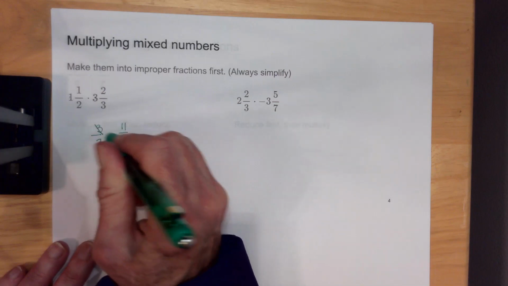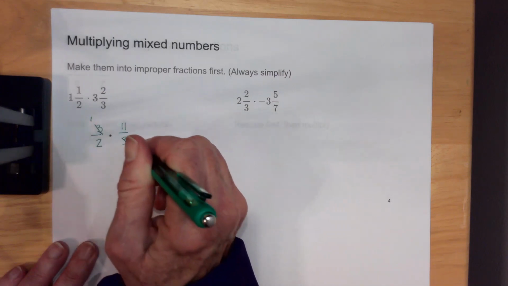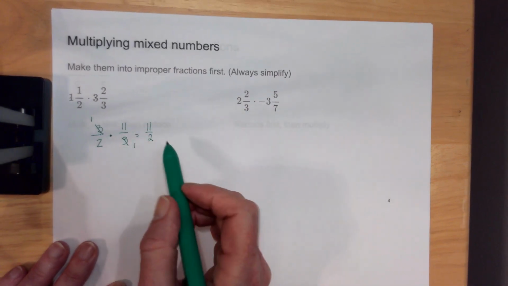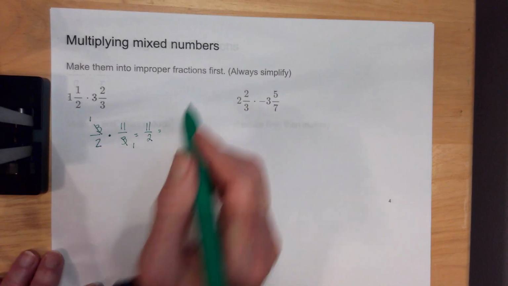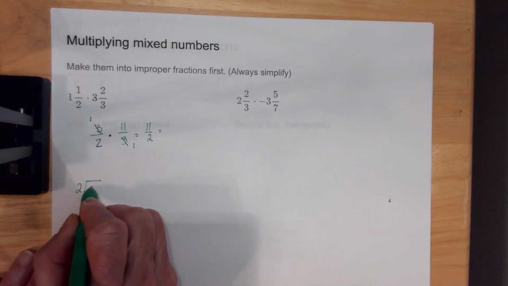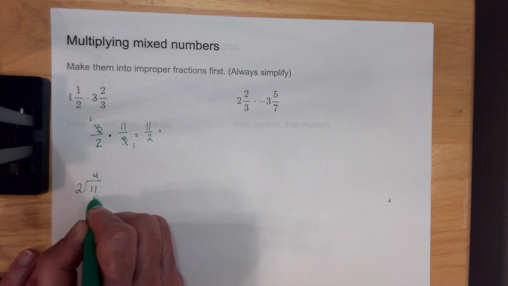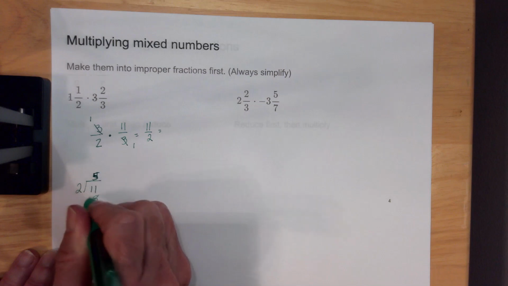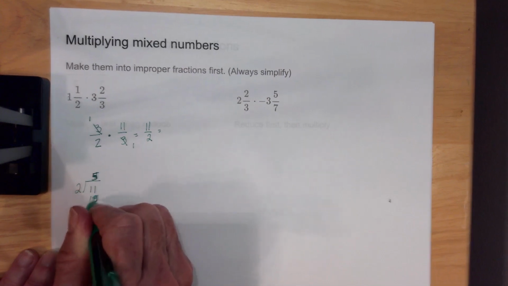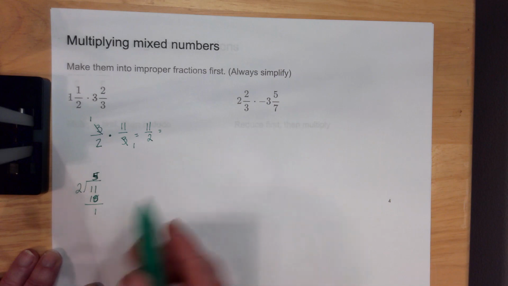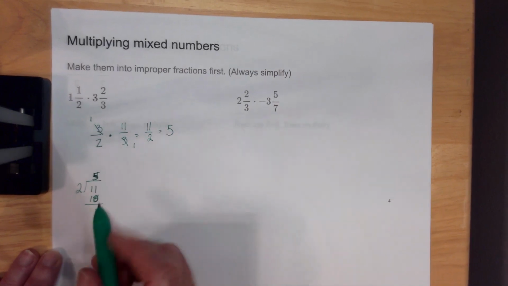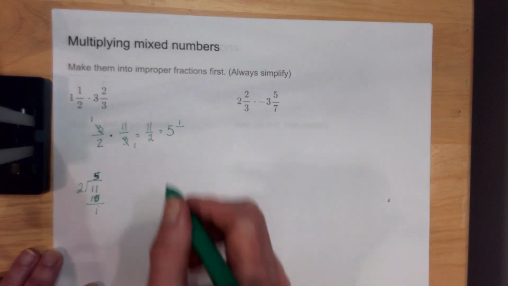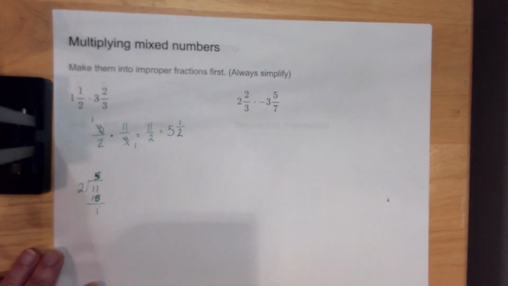If I cross-reduce, I'm going to divide both of those by 3, which is going to give me 11 over 2, which I'll turn around and make back into a mixed numeral. So 2 goes into 11 5 times, I'm sorry, which is going to give me a 10 right here. I'm going to subtract with 1 left over. So I'm going to do a 5, and then I have the remainder that I'm going to place over the divisor. So it's 5 and 1/2.